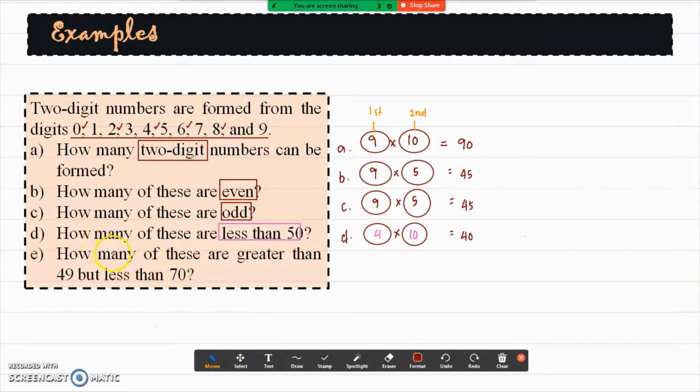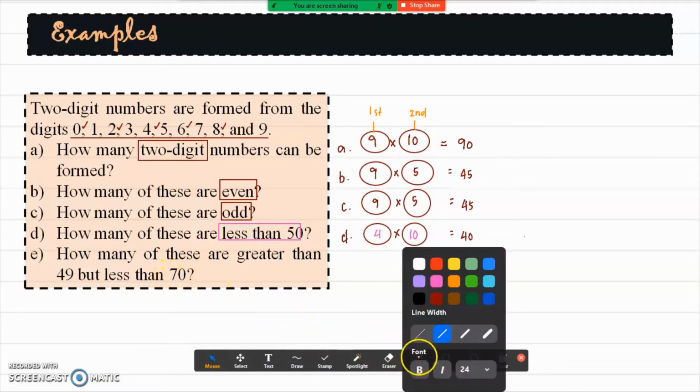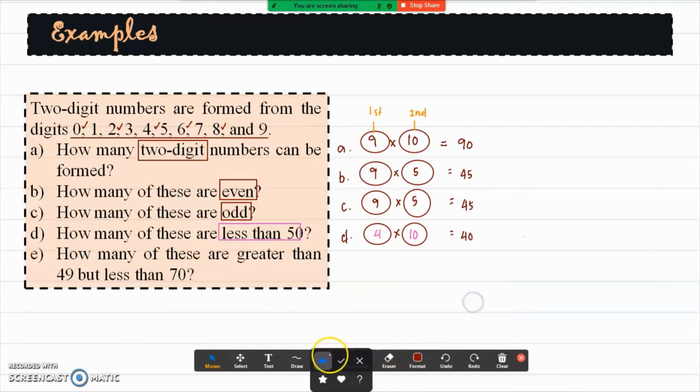Next, how many of these are greater than 49 but less than 70? Okay, this time let's highlight first this part. Greater than 49 but less than 70. So what are the numbers that are greater than 49 but less than 70? Of course, these are numbers that start with 5 and 6, right? Because we only have 50 until 69.